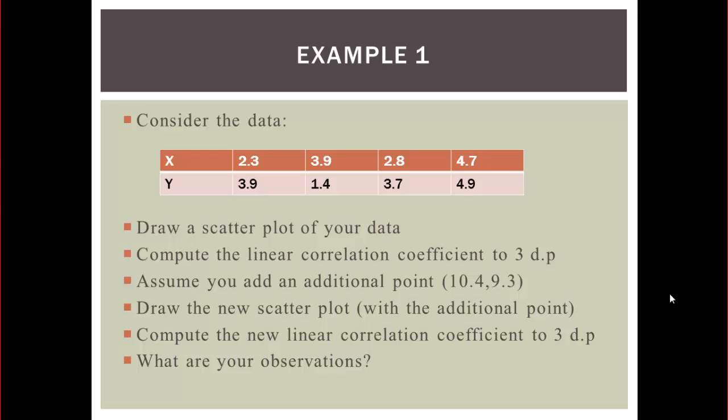Assume you add an additional point, which is 10.4 and 9.3. This point has 2 coordinates, the X coordinate, which comes first, and that is 10.4, and then the Y coordinate, which comes second, and that is 9.3. So that means X is 10.4 and Y is 9.3. Assume you add this, draw the new scatter plot with the additional point, and compute the new linear correlation coefficient to 3 decimal places. What are your observations?